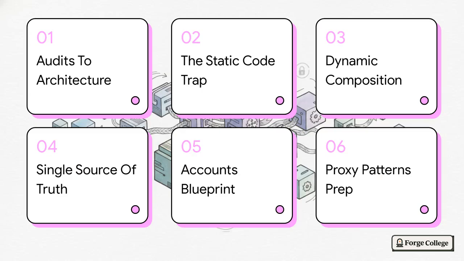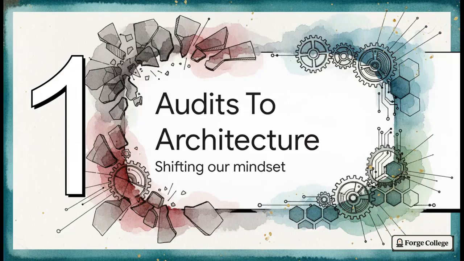So here is the blueprint for today's explainer. We've got 6 key schematics to draft together. 1. Going from audits to architecture. 2. Avoiding the static code trap. 3. Building our dynamic composition toolkit. 4. Establishing a single source of truth. 5. Designing an accounts and rewards blueprint. And 6. Preparing for proxy patterns. Let's dive right in.